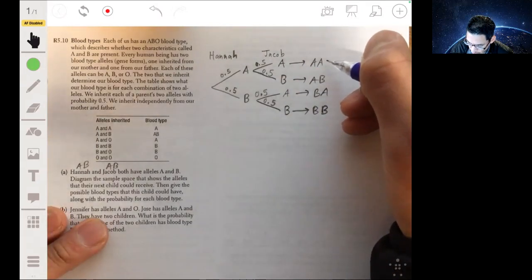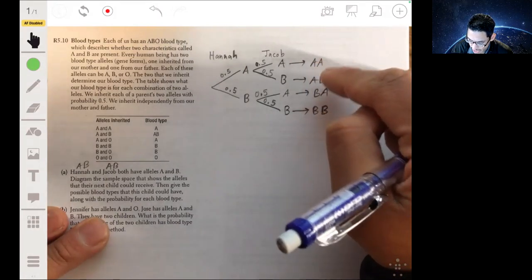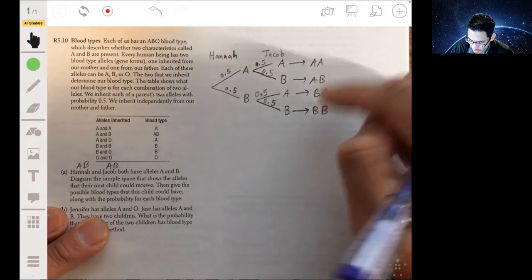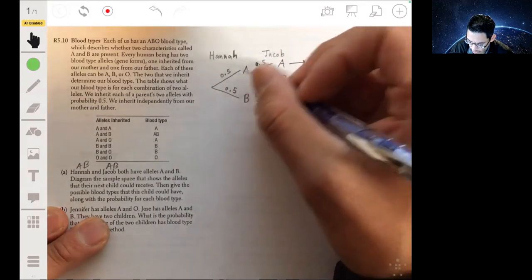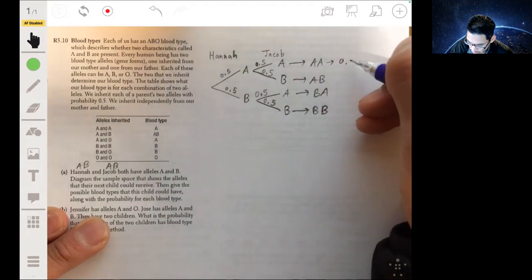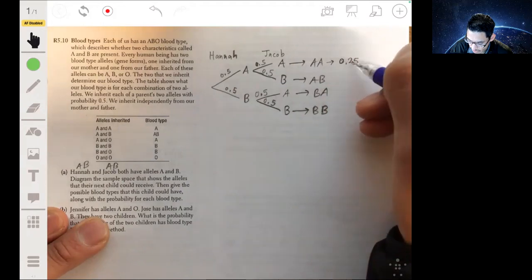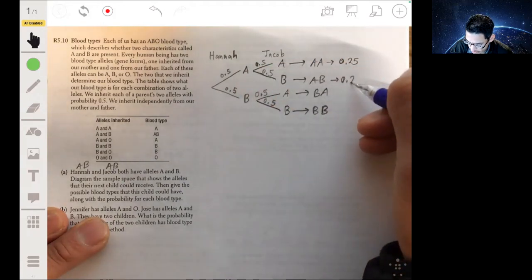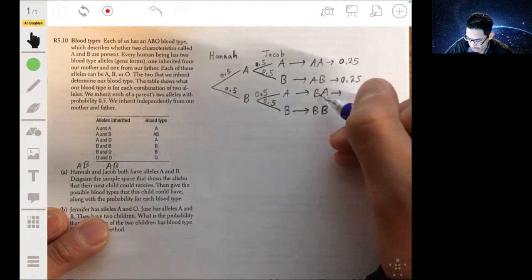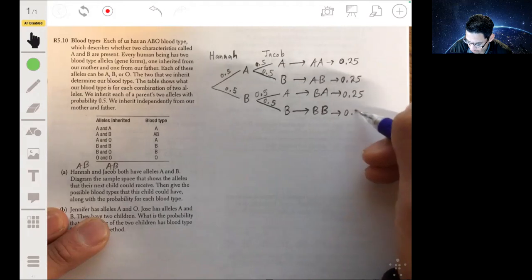So the probability of them getting combinations AA, AB, BA, or BB, each of these is just 0.5 times 0.5, or 0.25. The probability of them getting AA is 0.25. The probability of them getting AB is 0.25. And the probability of getting BA is 0.25, BB 0.25.